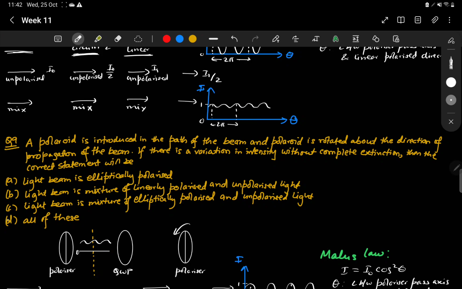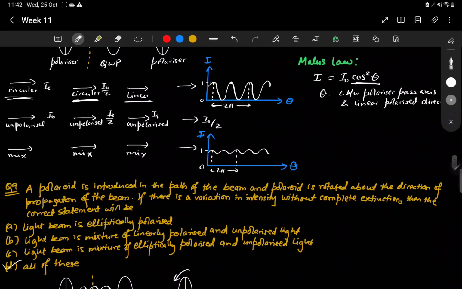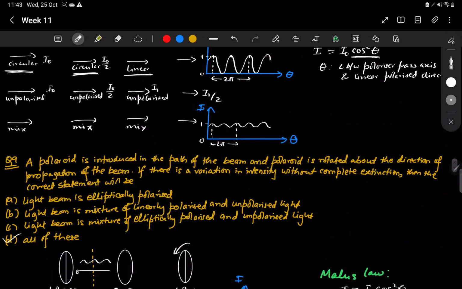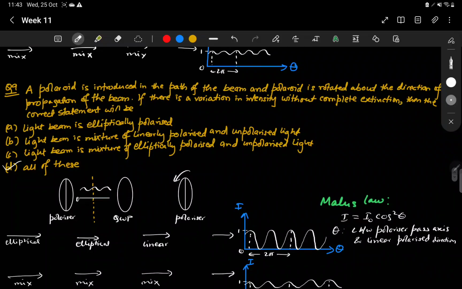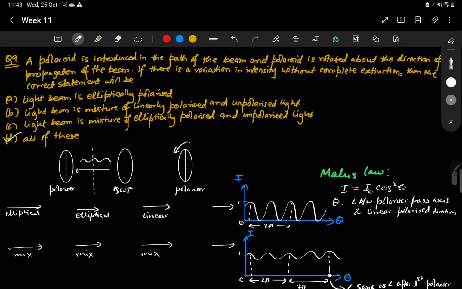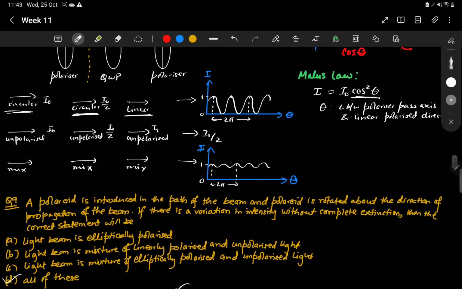Similarly, the answer to this question 9 is also all of these. When a Polaroid is introduced in the path of the beam and rotated about the direction of propagation of the beam, if there is a variation in intensity without complete extinction, then the light beam can be elliptically polarized, a mixture of linear and unpolarized, or a mixture of elliptically polarized and unpolarized light. Again, we can distinguish between these three cases by introducing another quarter wave plate followed by a polarizer.